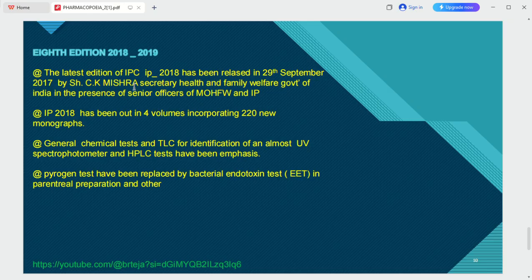Who released the 8th edition? 8th edition of the Indian Pharmacopoeia Commission. Who is the chairperson? C.K. Mishra, Secretary, Health and Family Welfare, Government of India. Okay, right. 2018 edition has been released on 29th September 2017 by C.K. Mishra, Secretary, Health and Family Welfare, Government of India, in the presence of senior officers in the Ministry of Health and Family Welfare and Indian Pharmacopoeia Commission members. 8th edition released in 2018. Okay, addendum in 2019 year. Clear?